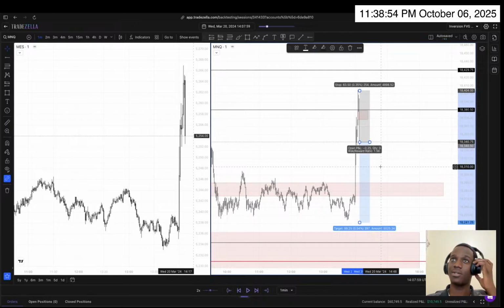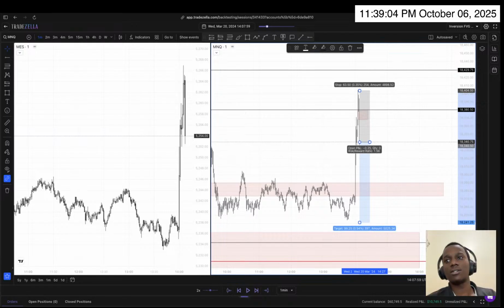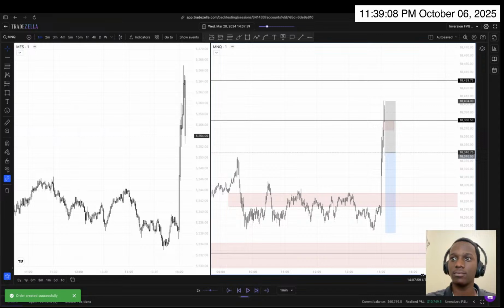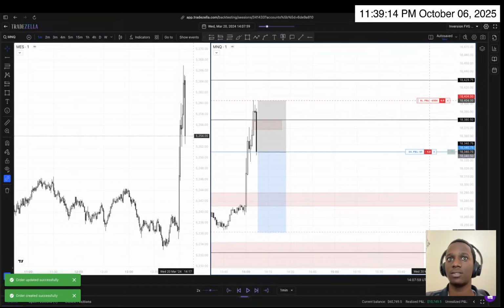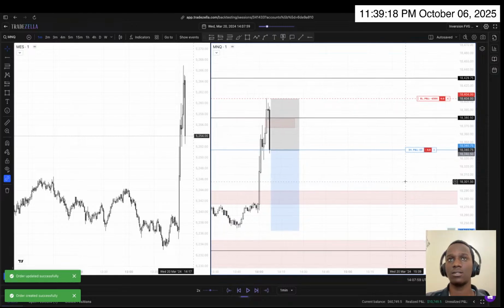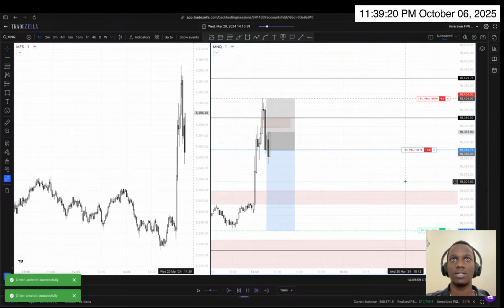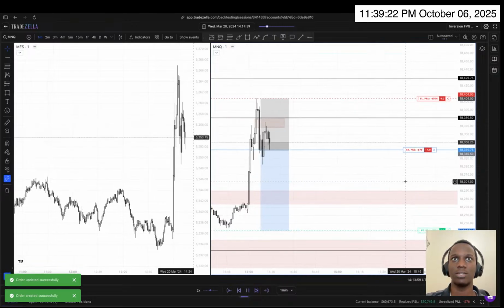And 63 handles. If I take 63 times 2, that's 126. So 500 over 126, that's 4 handles. Target right there. Let's see, does it hit right there, or does it top us out directly?